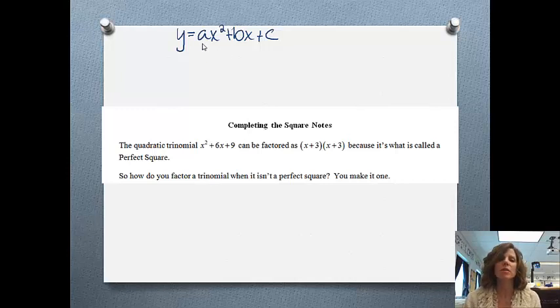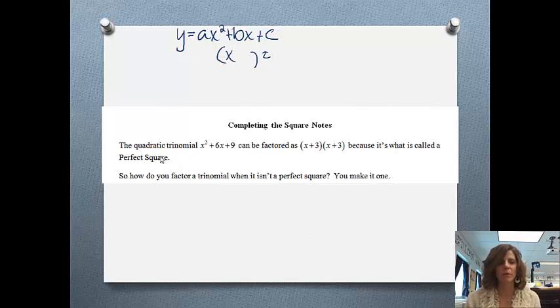The process that we are going to use to graph this is completing the square. What we are going to be doing in completing the square is try to make it look like something that's in vertex form. So we want something that's in parentheses squared because then we know how to graph it.